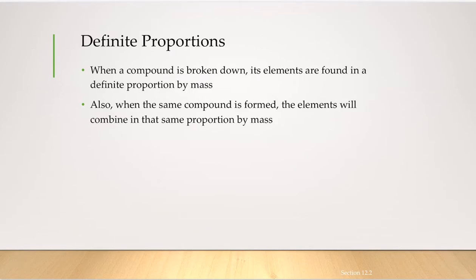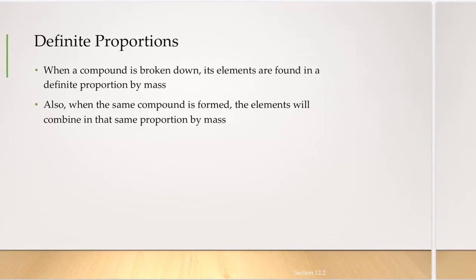According to the law of definite proportions, when a compound is broken down, its elements are found in definite proportion by mass. Similarly, when the compound is formed, the elements will combine in that same proportion by mass.